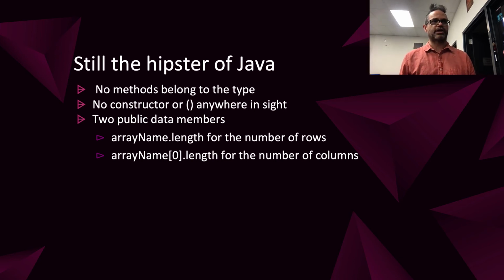We have arrayName.length as a data member for number of rows and arrayName[0].length for number of columns when we're dealing with a 2D rectangular array.